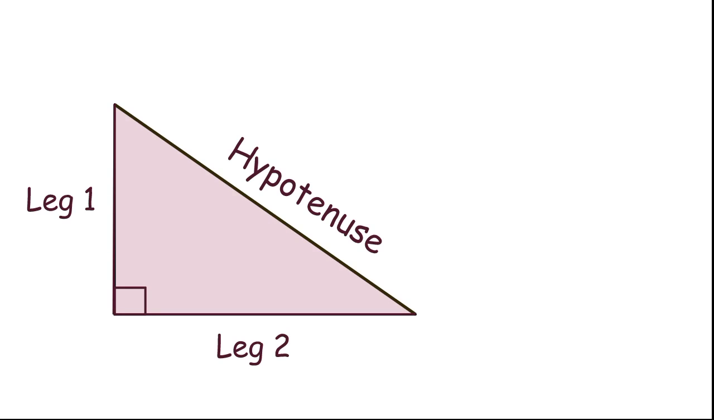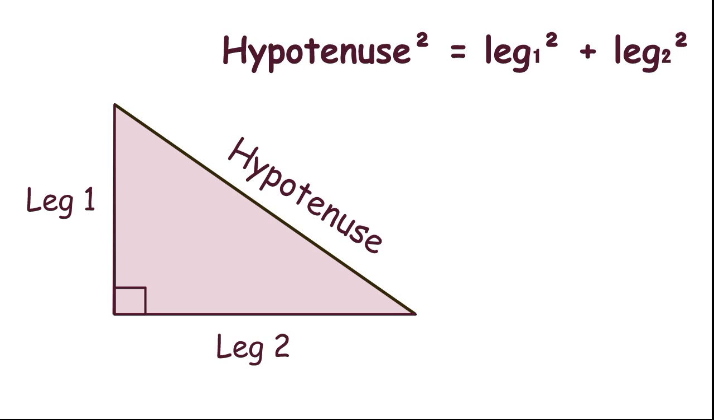What actually does Pythagoras theorem state? Pythagoras theorem states that hypotenuse square is equal to leg 1 square plus leg 2 square. Before discussing how we got this formula, let us see one real life application of Pythagoras theorem.